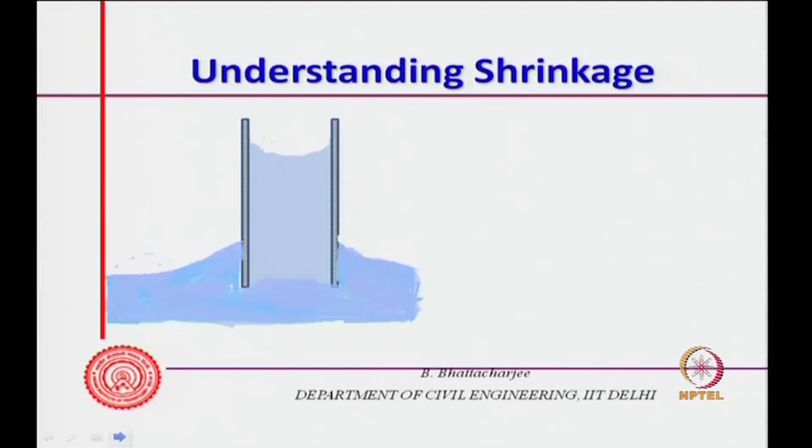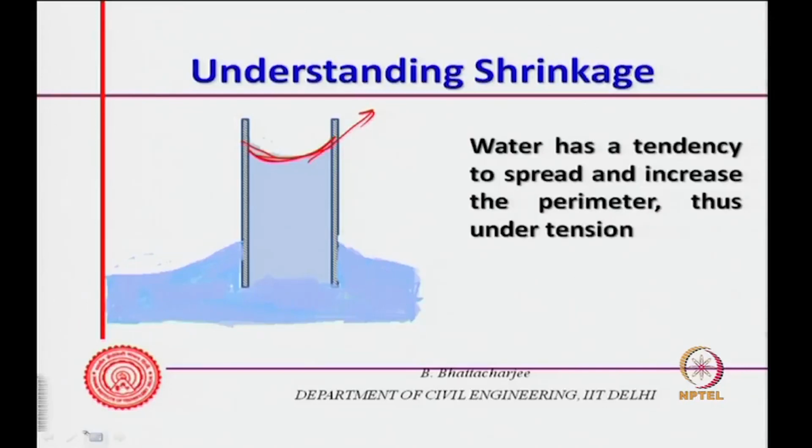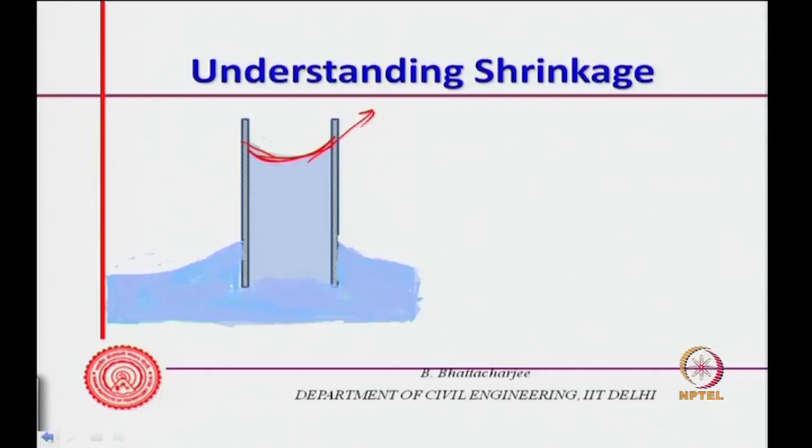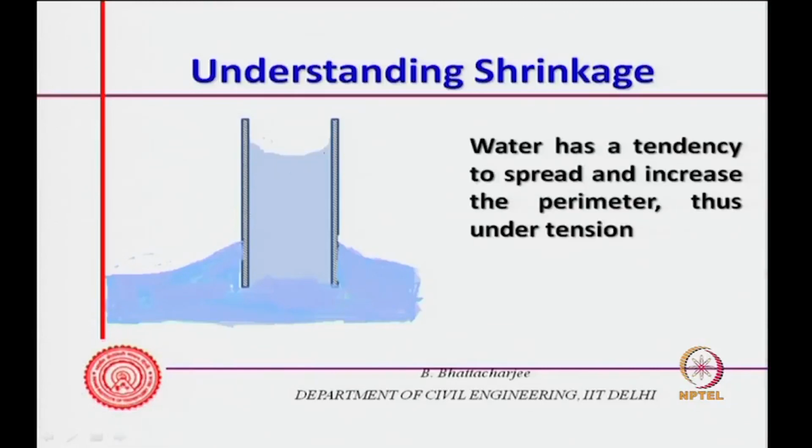When such drying is actually taking place, this is my capillary, and the equilibrium exists at this point. Now, a tension would exist here, because water has a tendency to spread along this direction. If it tries to spread, the radius would like to increase, and its perimeter will like to increase.